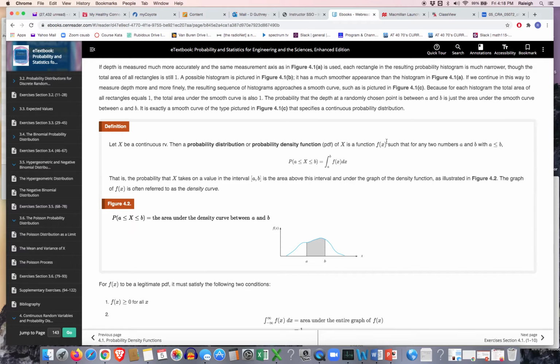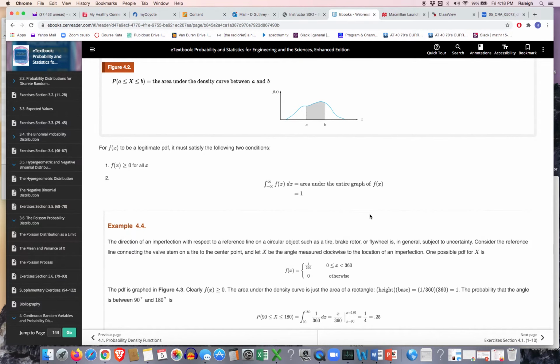We have a function f of x, which sometimes we can name quite easily and sometimes we can't. But a is less than or equal to b, of course, and so we're going to take the integral from a to b of f of x dx in a general sense. The graph here is referred to as the density curve. So there you are.